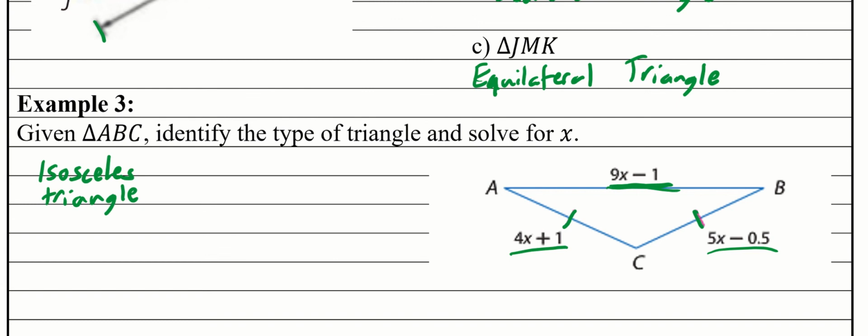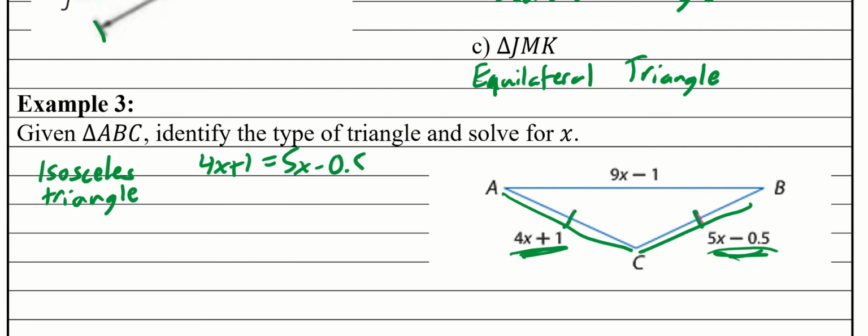We only really need two of them, because we notice here that we have these two congruent sides, which means these two expressions are going to be equal to each other. So that's all I need to do: I can just say 4x plus 1 equals 5x minus 0.5. And notice the 9x minus 1 doesn't actually play a role here, so I can just cross that out. And we might see that sometimes where we have geometry problems with extra information that we're not going to use.